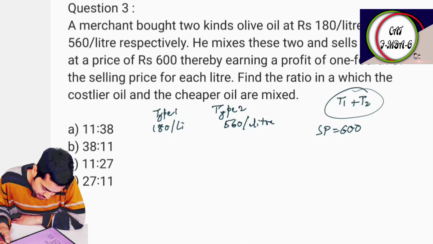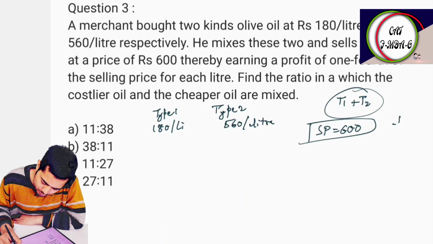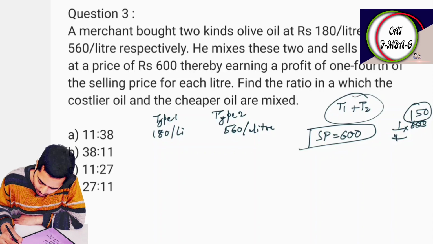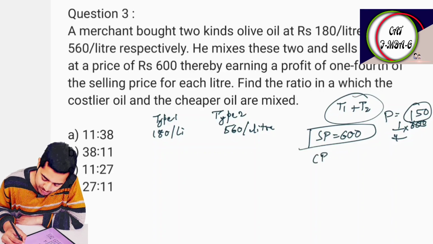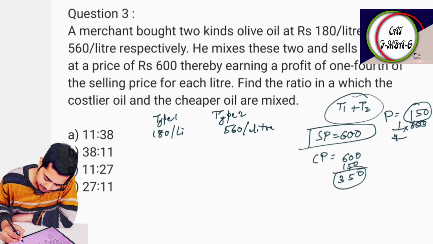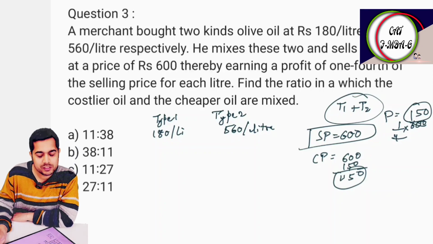Okay, find the ratio in which the costlier and cheaper oil are mixed. What is the 1/4 of this 600? 1/4 into 600, it's 150. So selling price is 600, profit is 150. So what is the cost price? Cost price is 600 minus 150, it's 350. Okay, no, sorry, it is 450. So the cost price is 450.